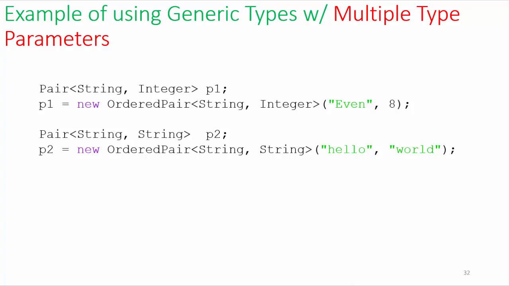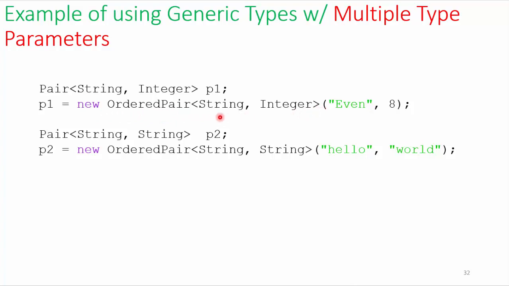So let's take a look now at how we are going to use those types of generic types. So we have here an example in which we define a variable p1 that is of reference data type. It's meant to hold a reference to an object of class Pair of String, comma, Integer. p1 is then assigned a reference of a newly created object. So we call the constructor here, new keyword, OrderedPair, the name of the constructor.